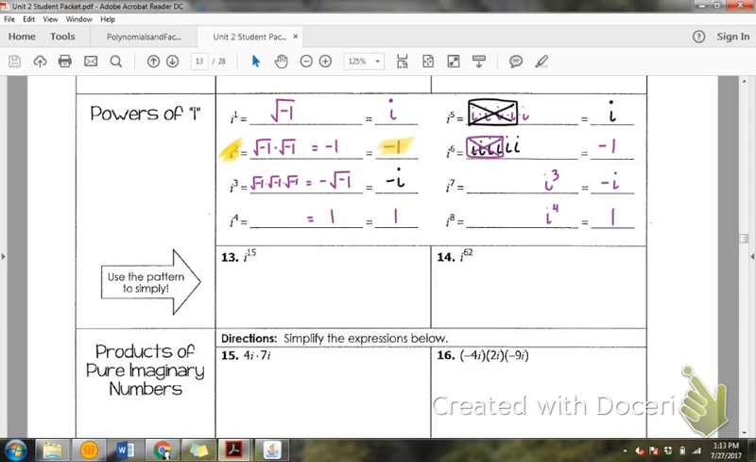All right, so let's talk about this. i to the 15th. You're always looking for the remainder. How many times does 4 go into 15? 3 times to 12, right? 4 times 3 is 12. So if we take away 12 i's, how many are left? There are 3 left, right? 15 minus 12 is 3. So if there are 3 remaining, that means this is really i to the third. Good, which is negative i.